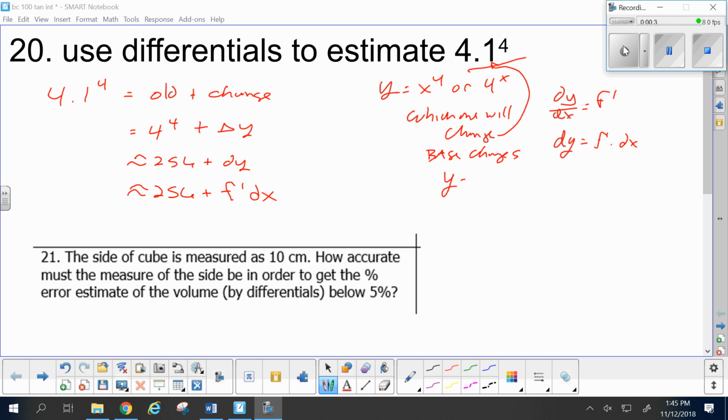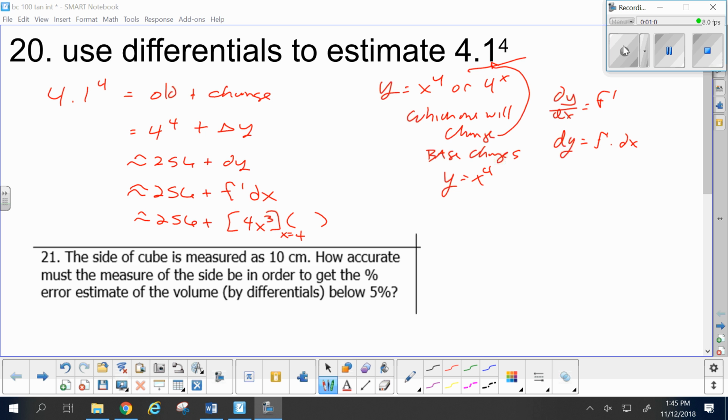so it should be y equals x to the fourth, because I want to manipulate that base of 4 to 4.1, so that needs to be where your variable is. That's what's going to vary. Right? So with that said, what is f prime? 4x cubed at what x? 4. And what is dx?